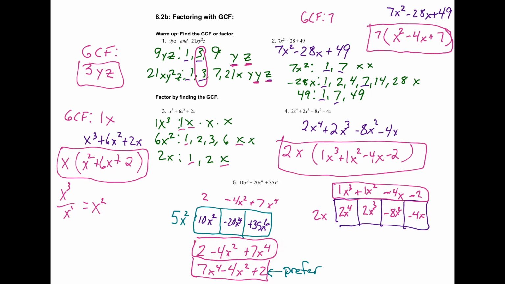All right, that's all it is today. It's just kind of now, instead of a greatest common factor of just a number, we have a greatest common factor that's going to be a variable as well. So just a little bit extra work there. But otherwise, it works out the same. So try the LT check. Good luck.